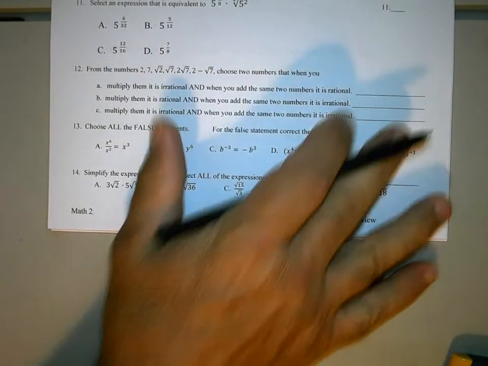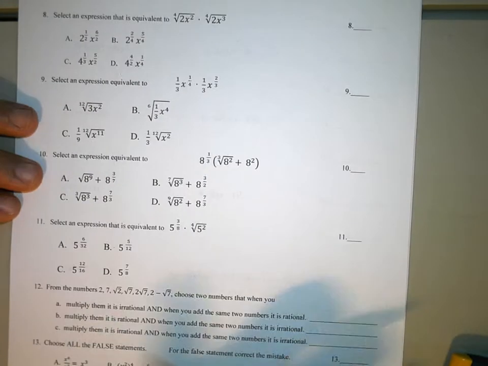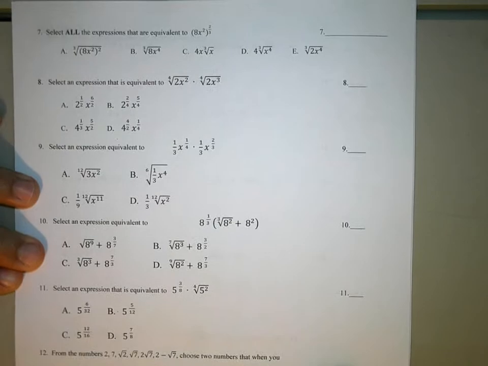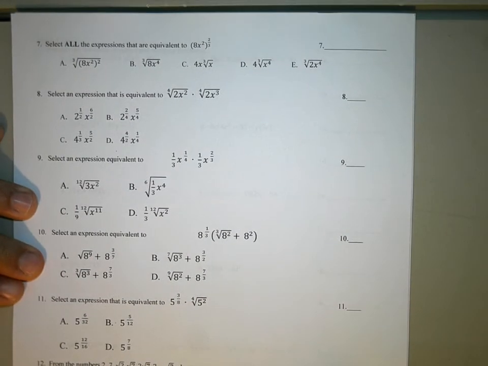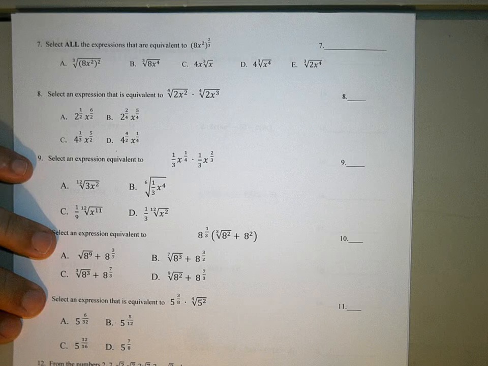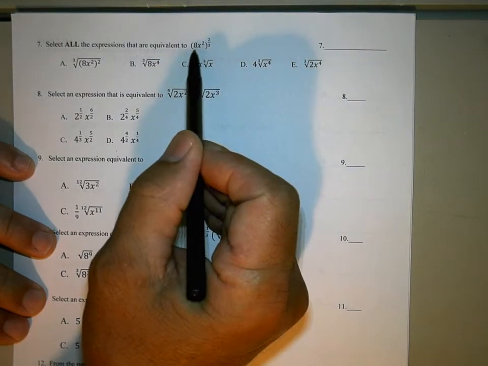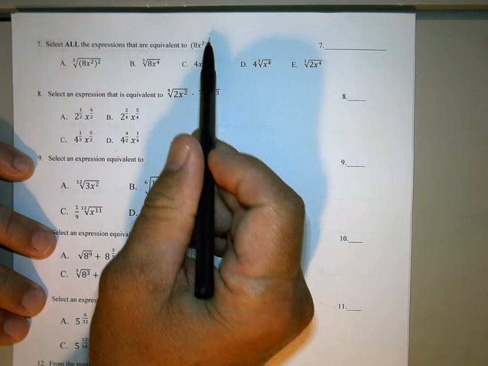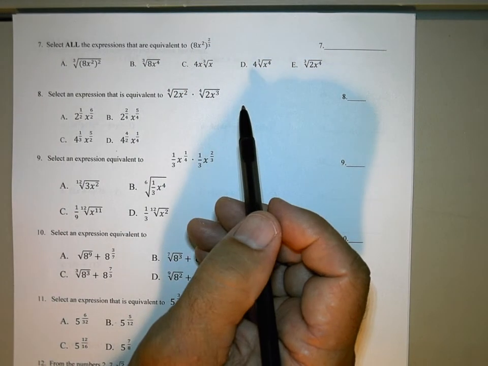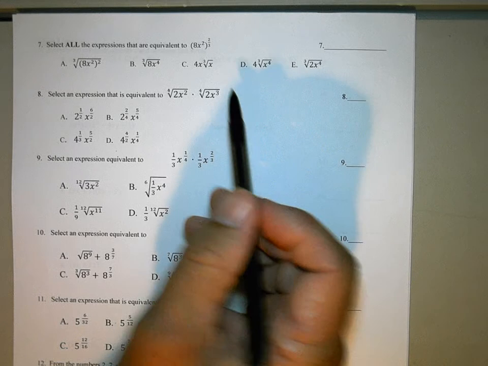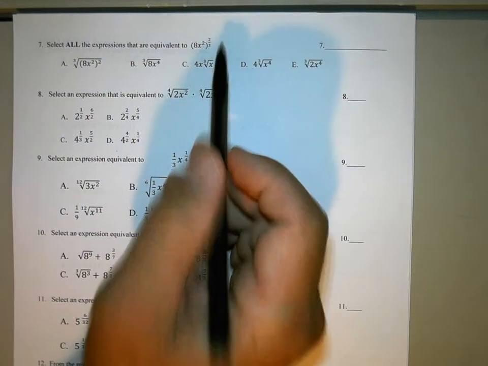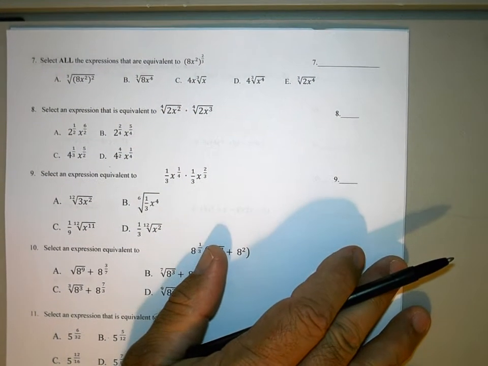All right, number 7. Well, it looks like I'm doing all the work here. Number 7. All right, this is multiple choice. Select all the expressions that are equivalent to 8x squared to the 2/3 power. All right, so you can see these are all radical forms. So we're going to change this guy. I think I'll do it right up here.